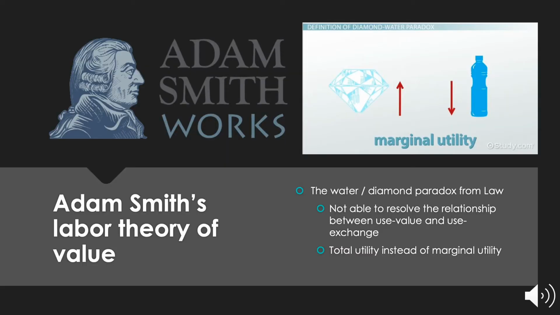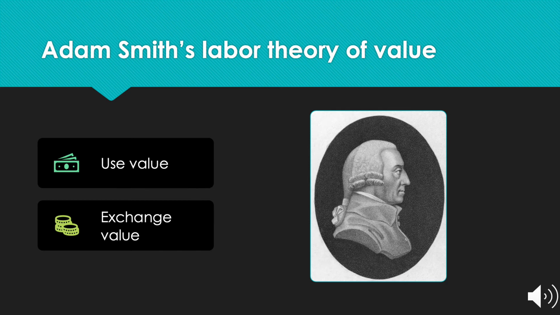Adam Smith borrowed the water-diamond paradox from Law without admitting it, but he was not able to resolve the relationship between use value and exchange value because by mistake he focused on the total utility instead of the marginal utility. The use value is the satisfaction that someone gets from the use of a commodity. For example, water has big use value because it quenches thirst, and without it, daily life would just not be possible. Exchange value is the amount of goods and services which we can get in a market in exchange of a particular good. Example, 1 kilo of potatoes equals 1 dozen of eggs, but this is not the marginal utility.